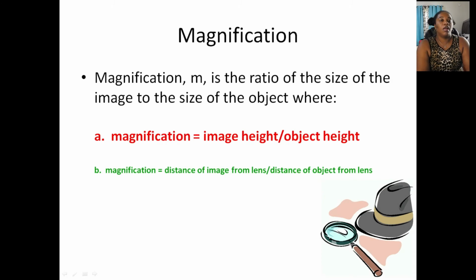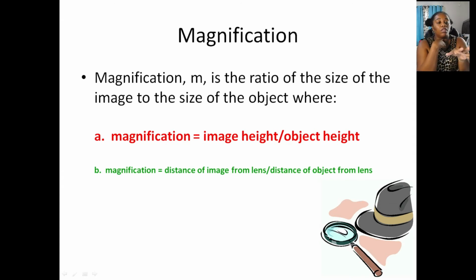Magnification. Magnification, M, is the ratio of the size of the image to the size of the object, where image height is divided by object height. Magnification can also be determined by the distance of the image from the lens divided by the distance of the object from the lens. So the image is the form and the object is what is real.